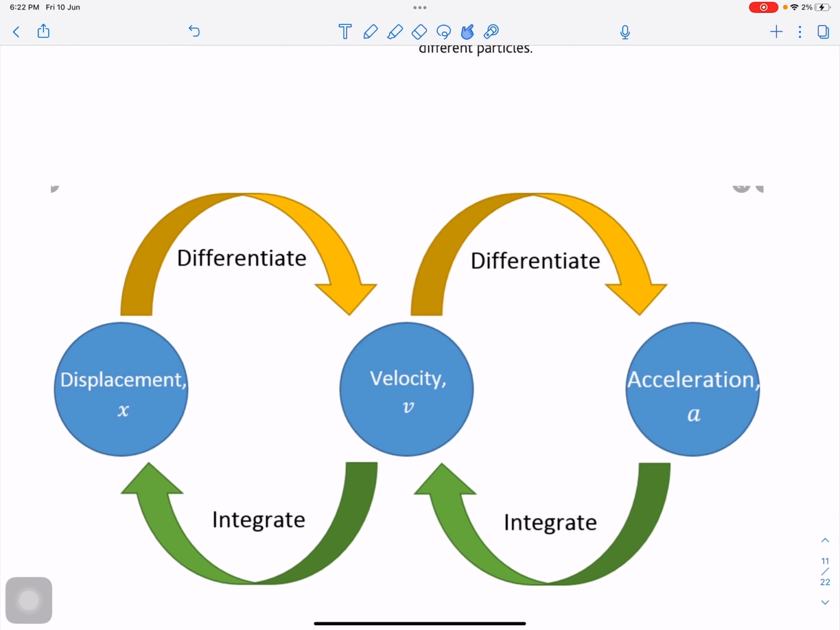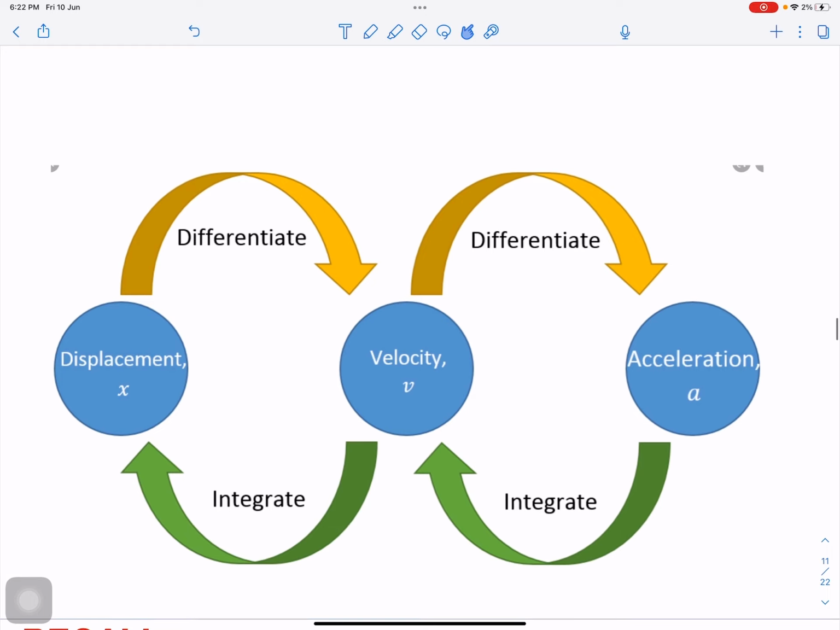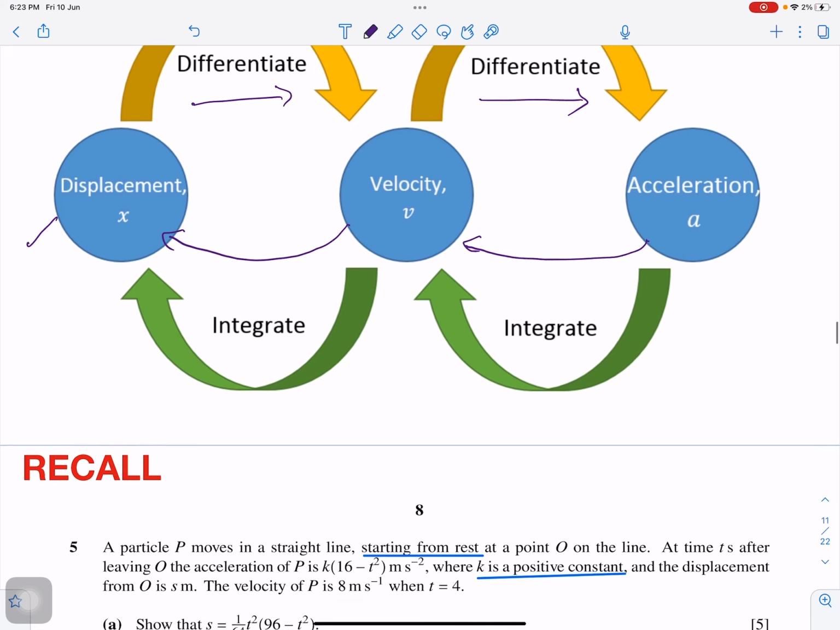Before we start, you need to recall this concept. When the displacement equation is given to you and you have to find the velocity equation, you differentiate it, right? And when the velocity equation is given and you want to find the acceleration equation, you differentiate it. Whereas if you go in the reverse order, from acceleration to velocity, then you need to integrate the equation. Similarly, if you have a velocity equation and you have to find the displacement equation, you integrate it, right?